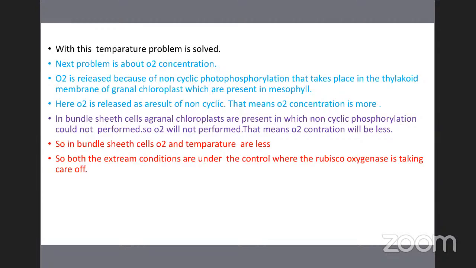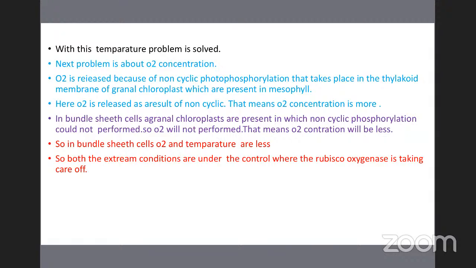Then about temperature, now it is cleared. That means in mesophyll cells, the temperature is high. In mesophyll cells, temperature is high because of the transfer of heat from the uppermost cells from outside into the mesophyll cells. Then next, that temperature effect is solved by shifting the C3 cycle into bundle sheath cells.